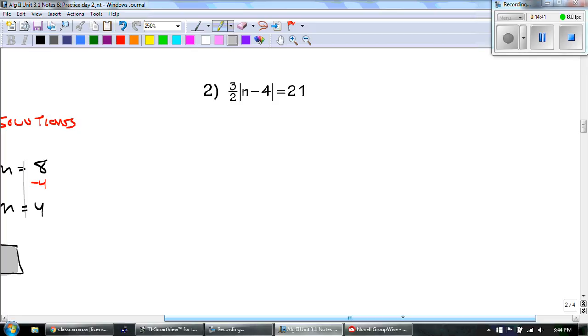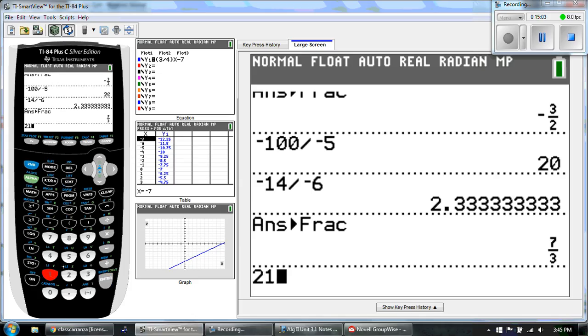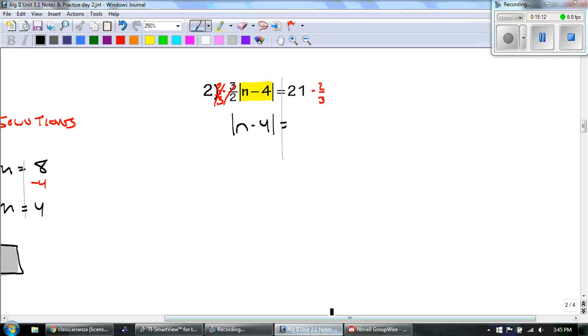All right, number 2. What do you have to do? Well, there's my absolute value. It's not by itself, so I have to multiply by 2/3. So we're left with the absolute value of n minus 4 equaling 21 times 2 over 3, and we get 14.